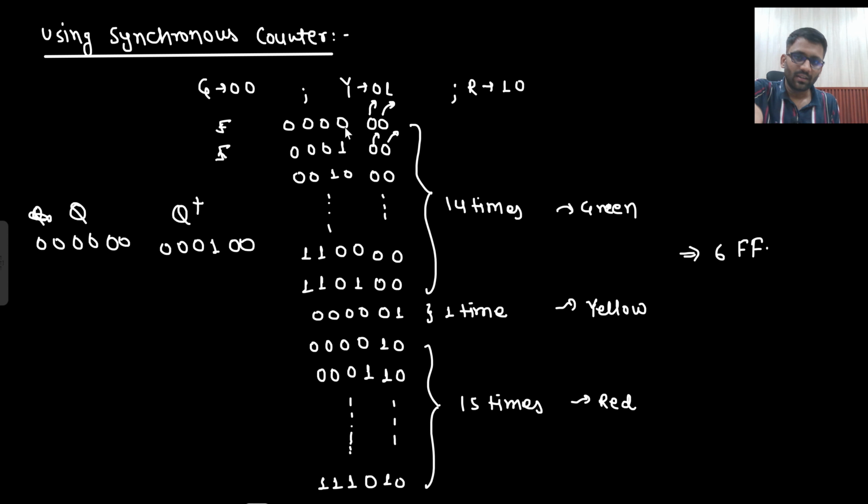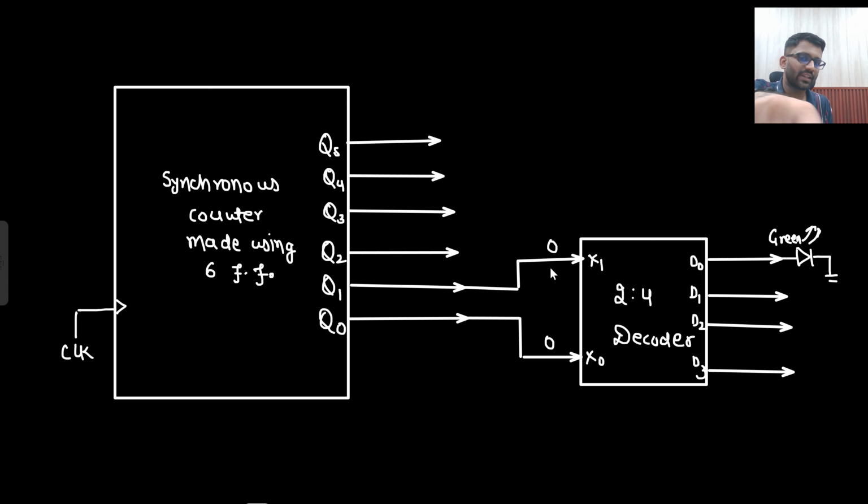In the next cycle, these values will change, but these two will be constant at 0 0 for 14 clock cycles. So till 14 clock cycles, this green LED will always be lit. Say yes or no, are you getting this point or not? This is how I am going to design using a synchronous counter.